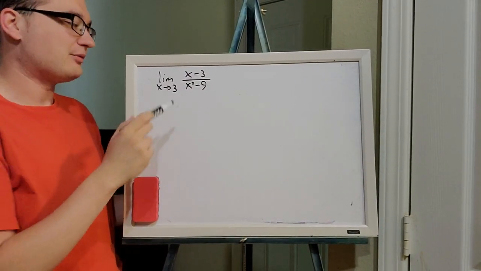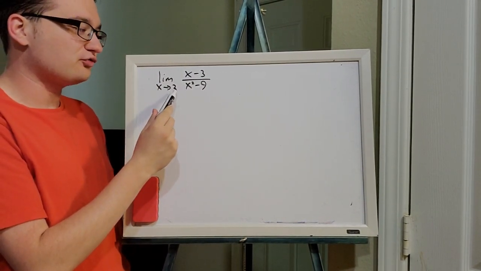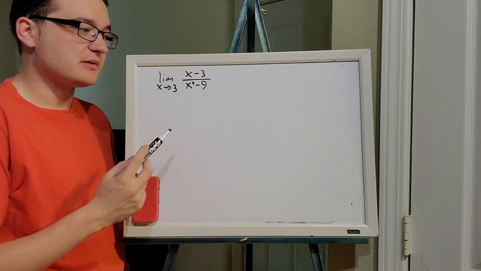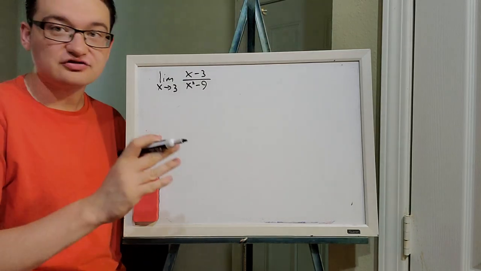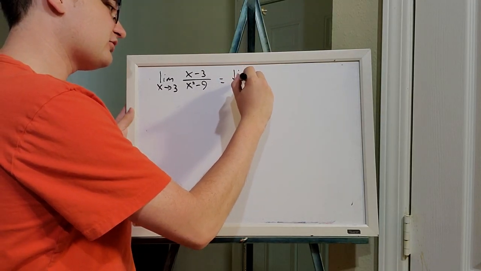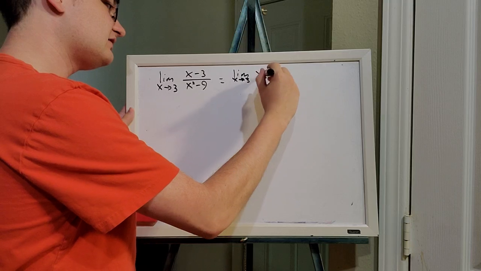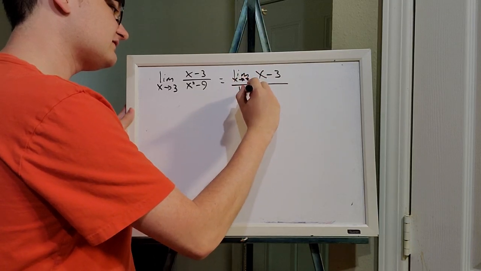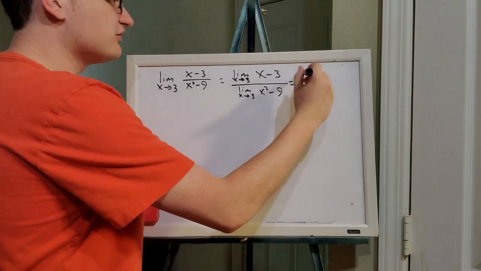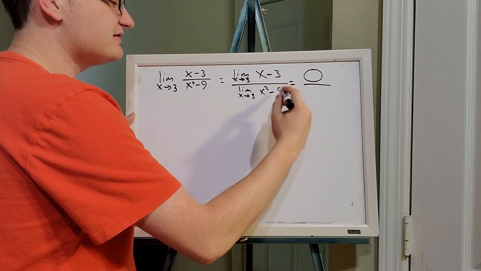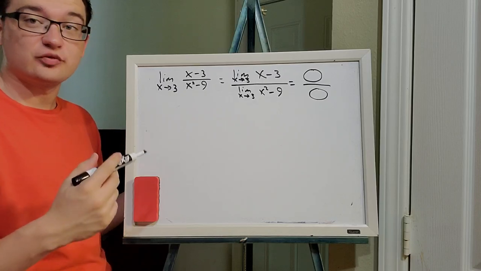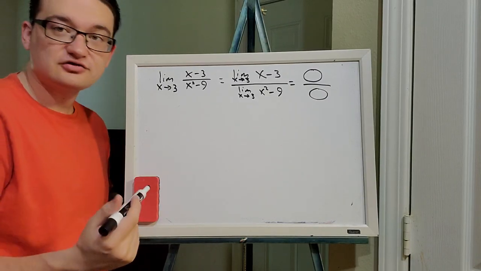Okay, here's our first example. We want to take the limit as x approaches 3 of this fraction, x minus 3, divided by x squared minus 9. First, let's just see where this goes. We take the limit as x approaches 3 of both of these. Three minus 3, that's going to be 0. X squared minus 9, 3 squared minus 9, that's going to be 0. We have a 0 over 0 indeterminate form. So, let's do L'Hopital's rule.